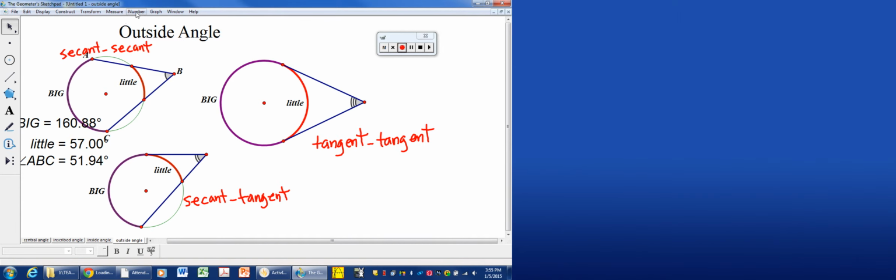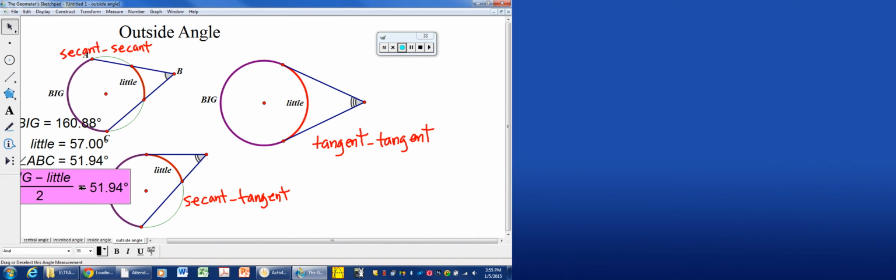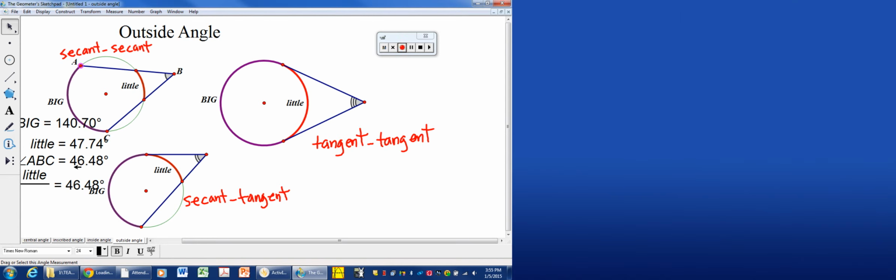So let's calculate. What we're going to do is take the big arc and back up. The big arc minus the little arc, and then divide that by 2. Let's see if that gives us the same thing. So here we have big arc minus little arc divided by 2. This is the angle that we're talking about, so let's see what happens. Here we have arc and angle. There you go. That's the relationship. Even though it looks like it is, it's actually not.